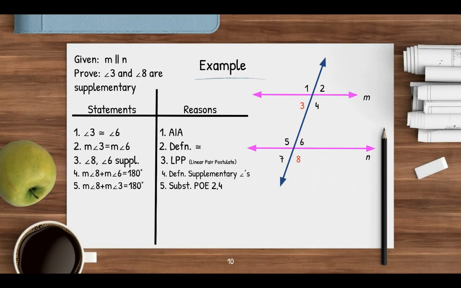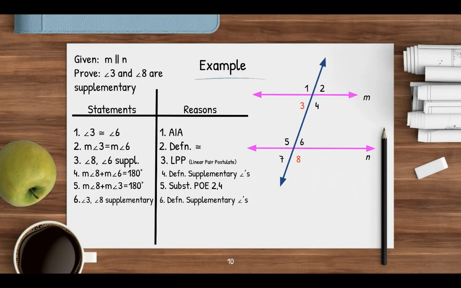We couldn't do this if we didn't go to this step. If we just left this as these two angles are congruent, we could not substitute this in there. It doesn't work that way. So this is the substitution. Remember, POE stands for property of equality. And remember, the convention that I like to see is 2, 4. We're substituting a value from line 2 into line 4. Now that we have that these two angles, 8 and 3, their measures sum up to 180 degrees, we can simply say that these two are supplementary angles by the definition of supplementary angles.